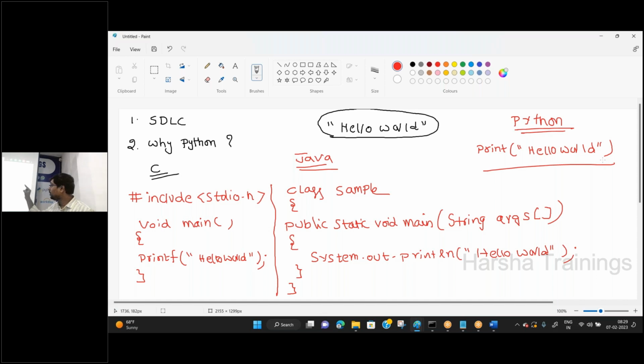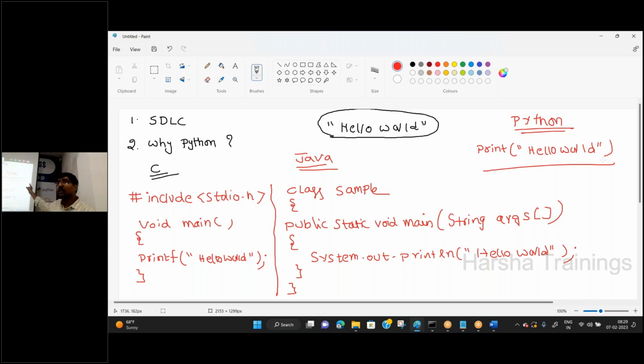Coming to object-oriented programming, Java, everything is defined inside a class, even a single line. Remember, even a single line must and should be written inside a class. So, write the class, the main method, and under the main method, print.